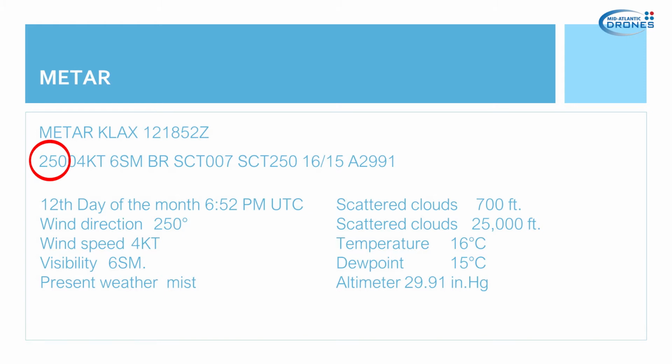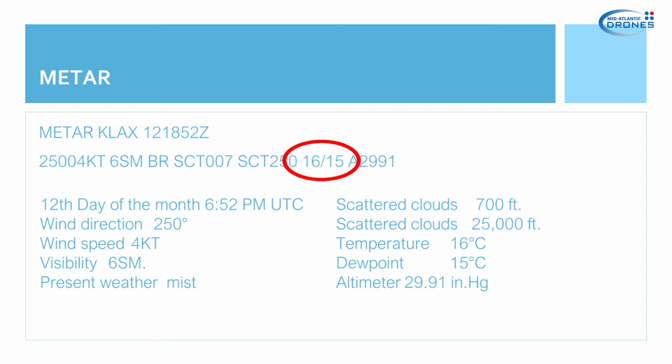So it's the direction, 250, the speed, 4 knots, visibility, 6 statute miles. So whenever we're talking about miles, distances in weather, it's always done in statute miles. So that SM is always statute miles. Then we have BR. So BR stands for mist. We have SCT 007. You add 2 zeros to that. So scattered clouds at 700 feet. Then you have another layer of scattered clouds at 25,000 feet.